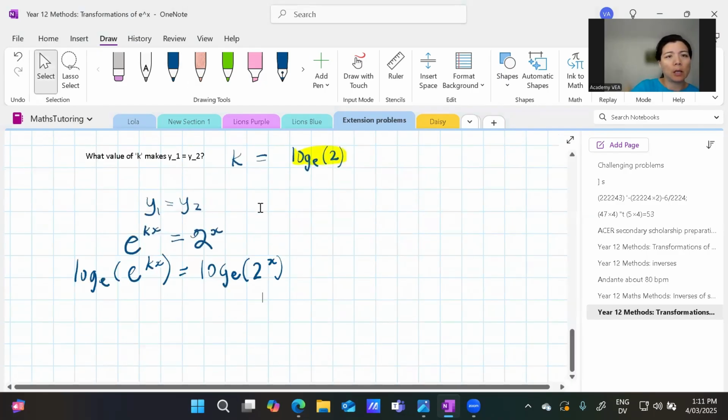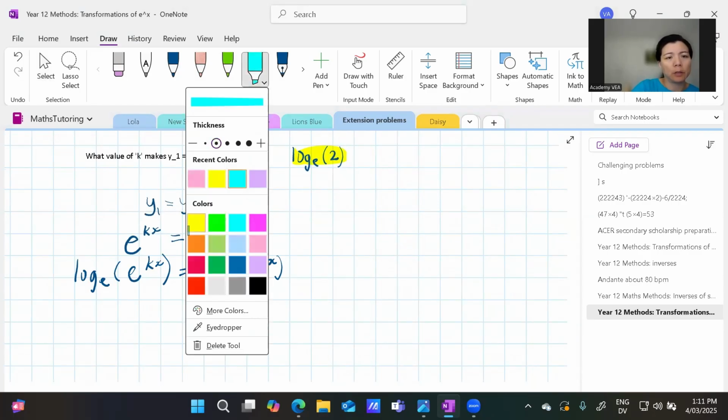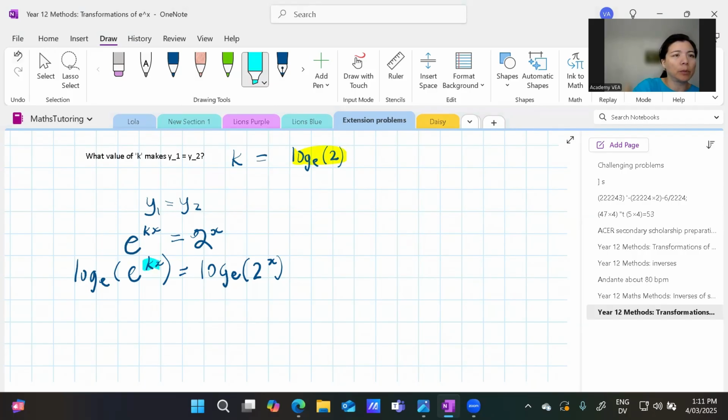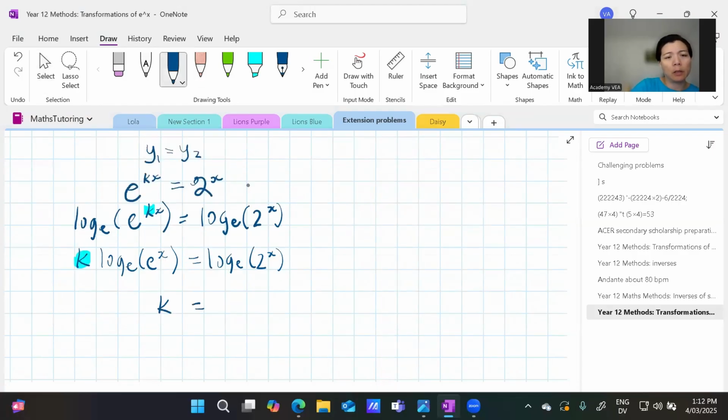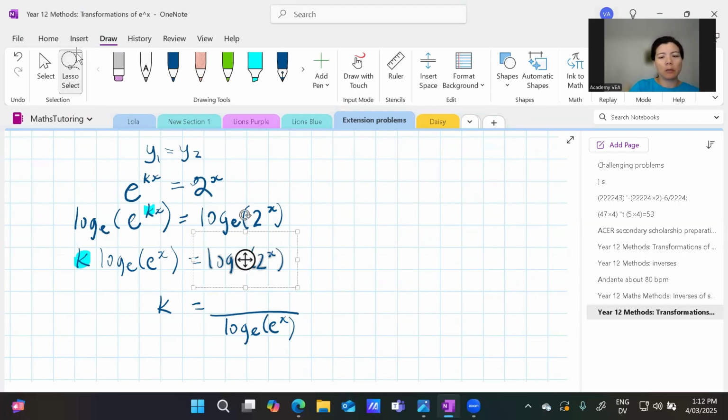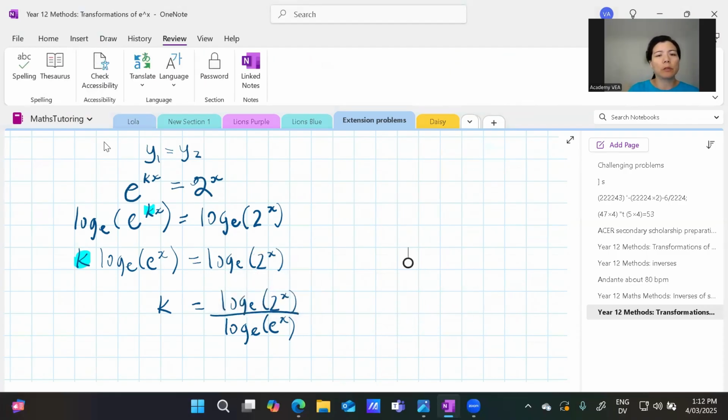Once again, we can bring the k down the front. Let's try that again. K out the front. So we have k log to the base e of e to the x equals log to the base e of 2 to the x. I can leave my k on the left-hand side, which means I must divide by log to the base e of e to the x. I'll just copy this out again. And then from here, it looks very, very similar.